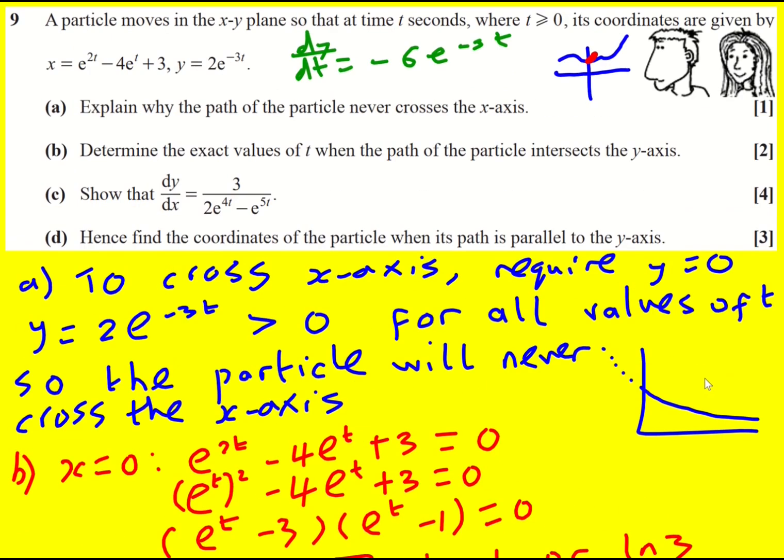Right, dx by dt. That's going to be similar lines, 2e to the 2t minus 4e to the t.